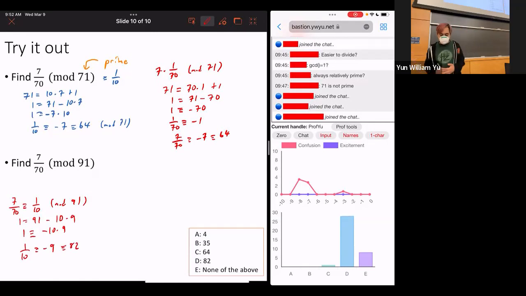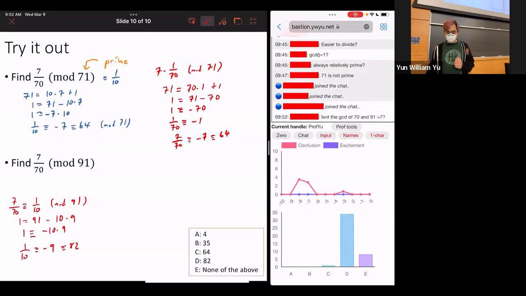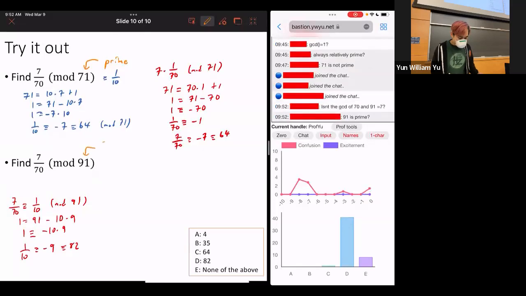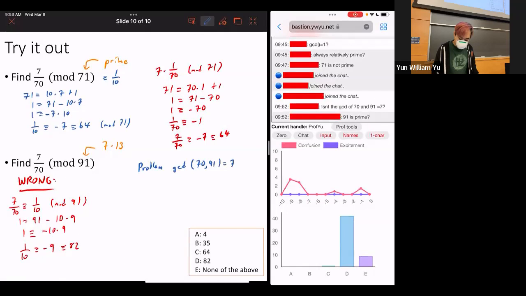Okay, so a lot of people got that answer, but a few people got E. Could some of the people who got E explain why? Yes. So things go wrong here because 91 is not prime. So 91 is 7 times 13, right? And so this actually is wrong. I mean, it's not wrong in that you don't get an answer, but notice that you get the problem where the GCD of 70 and 91 is equal to 7. So we have multiple solutions.